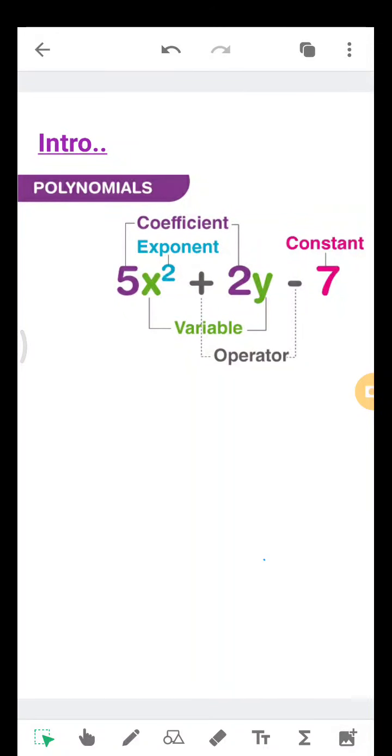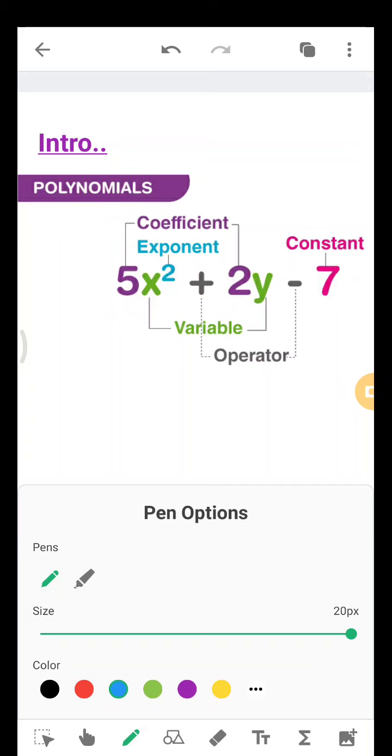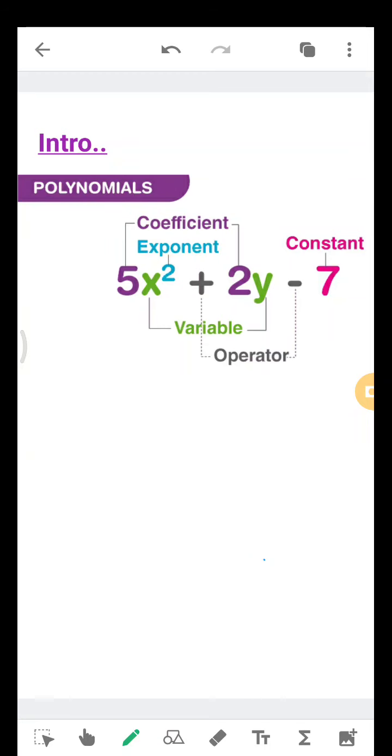Welcome back, dear students. In today's session we are going to see the introduction to polynomials. You have been learning about polynomials from your lower classes. In your lower classes you learned about the terms and the coefficients.